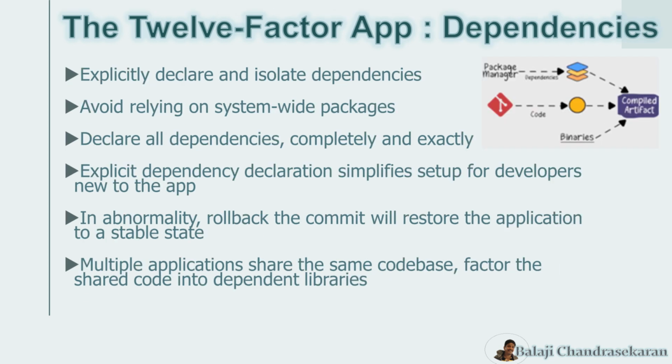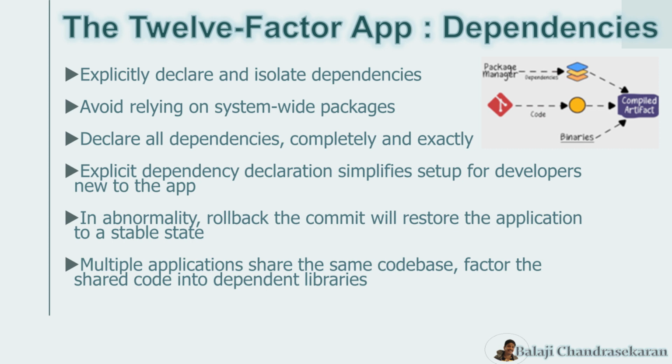Declare and isolate the dependencies explicitly. Use the dependency management tool to ensure consistent dependencies across different environments. Declare all dependencies completely and exactly via a dependency declaration manifest. Furthermore, use a dependency isolation tool during execution to ensure that no implicit dependencies leak in from the surrounding system. The full and explicit dependency specification is applied uniformly to both production and development.